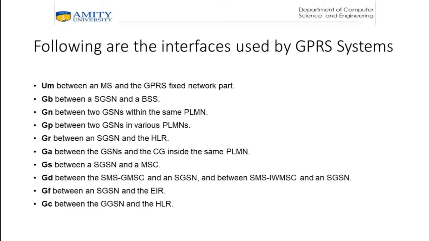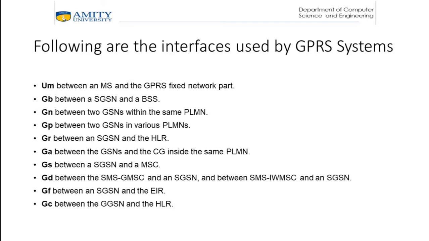The Gp is between two GSNs in various PLMNs. The Gp interface provides the same functionality as the Gn interface, but it also provides, together with the BG and the firewall, all the functions needed for inter PLMN networking, that is security, routing, etc. This is provided by the Gp between two GSNs in various PLMNs.